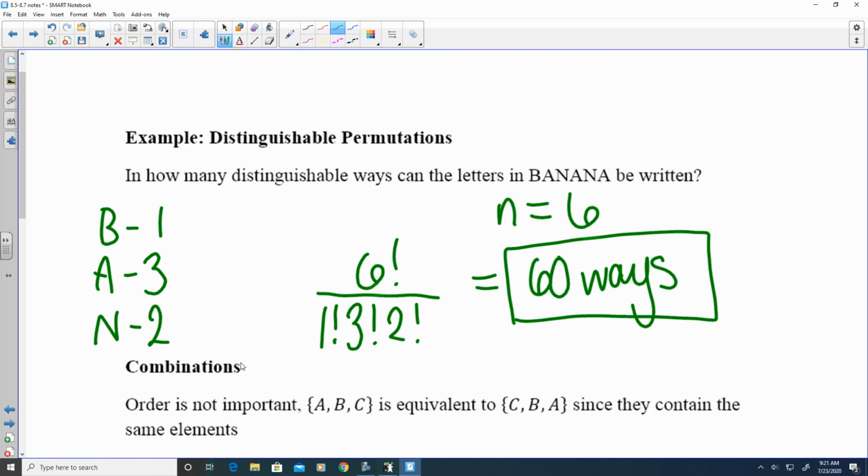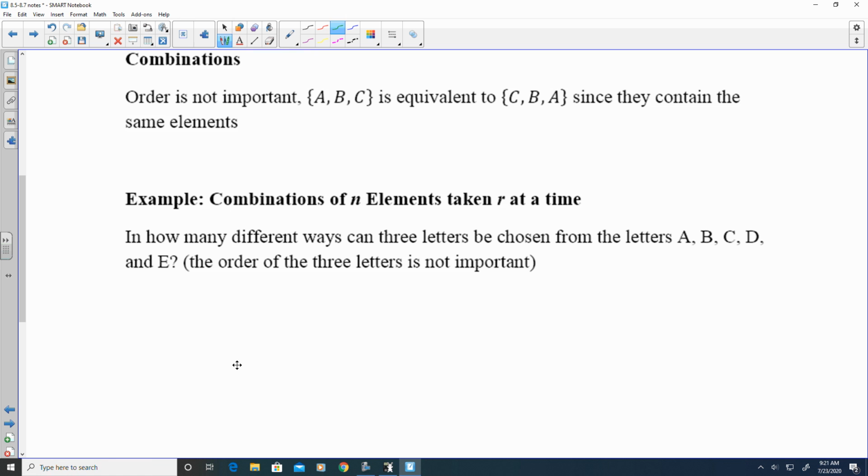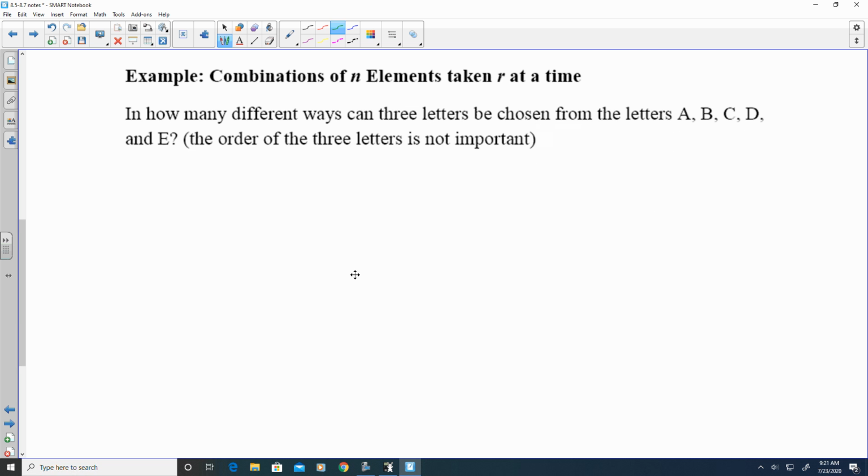Okay. Combination is where order is not important. So if I have the letters A, B, C, that would be the same thing as C, B, A since they have the same letters in them. But that would not have been the case if it was permutations because those are written in different orders. For combinations, they count as the same since they have the same elements inside. So in how many different ways can we choose 3 letters from A, B, C, D, E, where we don't care about the order of the letters?